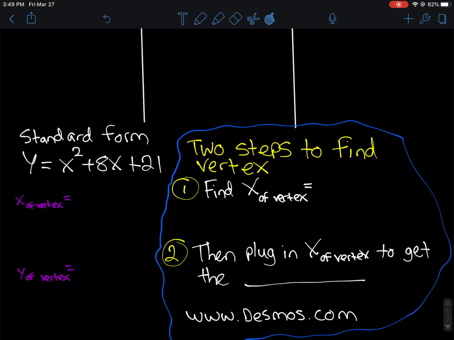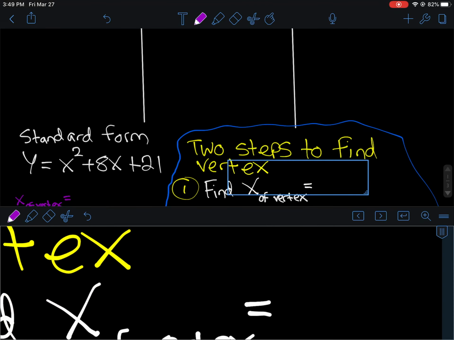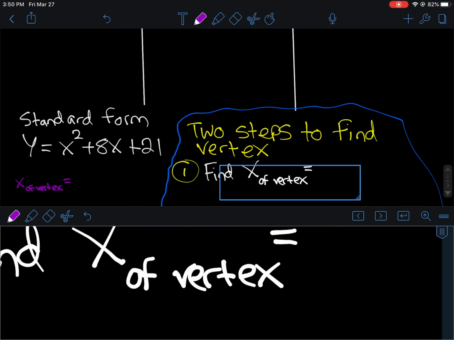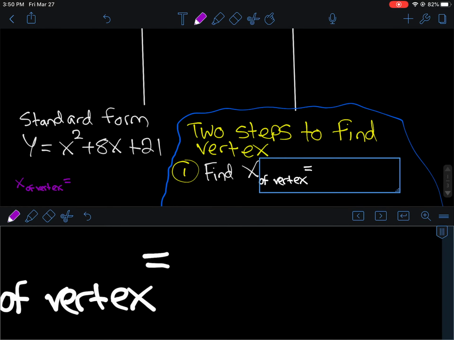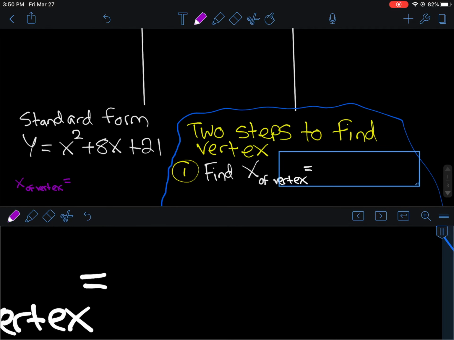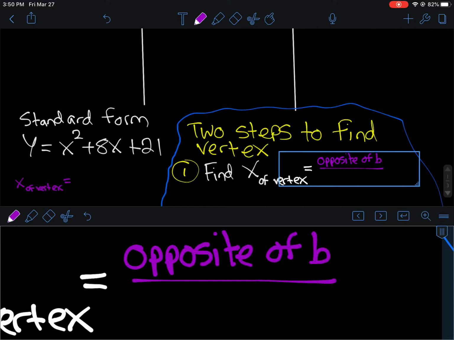So if you look here, there's two steps to do this. Now, the first step is really one of the most important things that you have to understand. There's a formula out there. What you do is you find the x of the vertex with a formula I'm about to give you, and then once you find the x, you can find the y of the vertex by basically just plugging it in. So the important formula that you need to know is the opposite of b all over 2a.